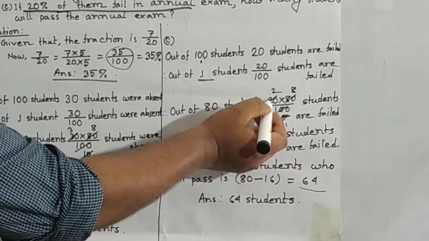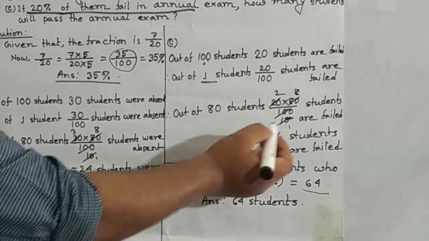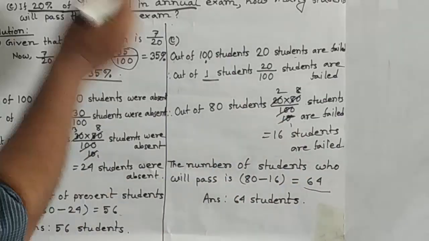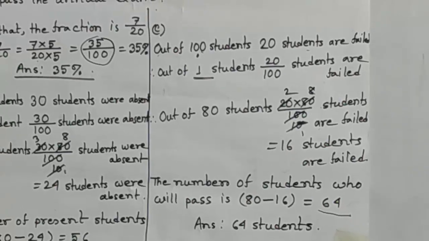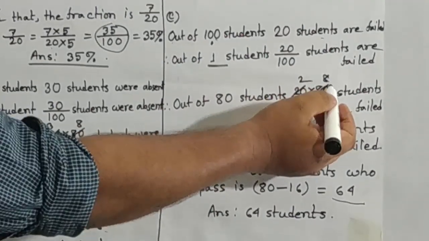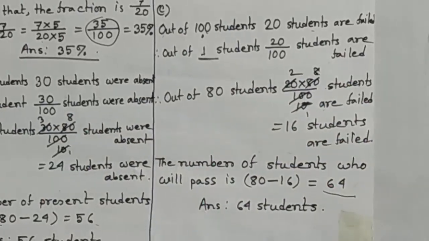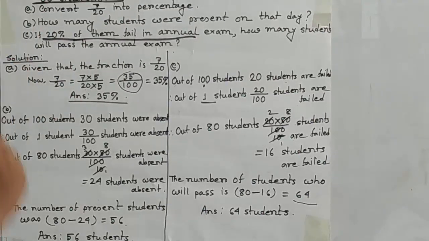Now this 10 and this 20. 20 cut by 10, then we get 2. And 10 is cut by 10, then we get 1. 1 is negligible because we know that every number has a denominator which is 1. So now we have 2 and 8. We multiply 2 and 8, we get 16. 16 students are failed. The question C asks you to find out the students who will pass.